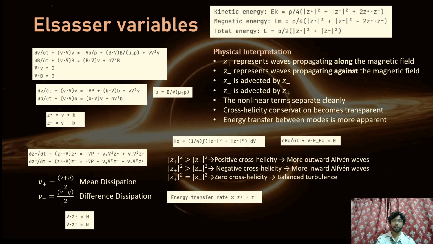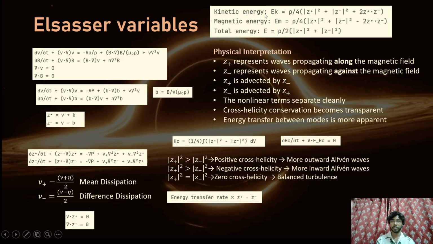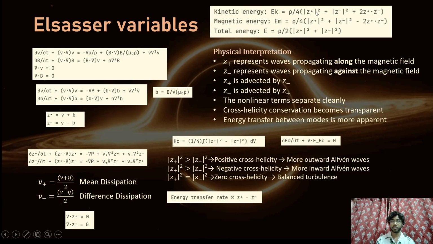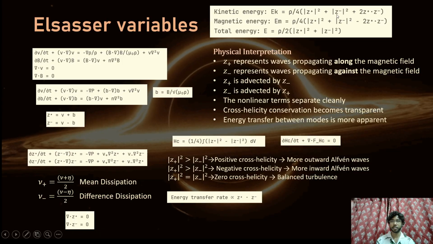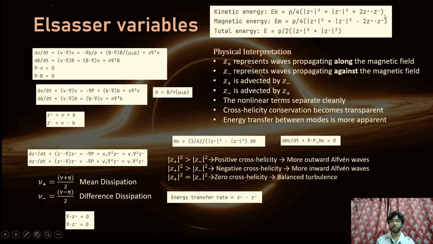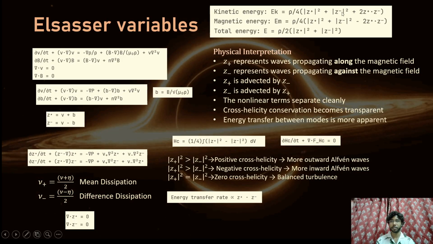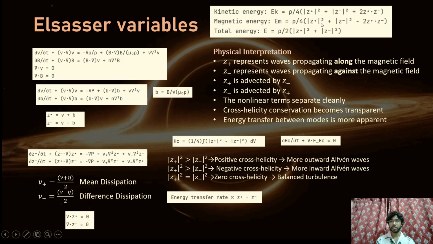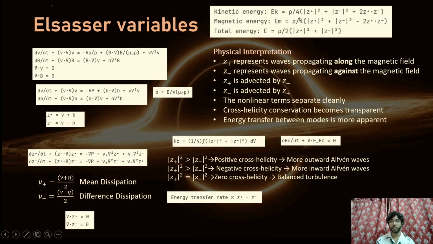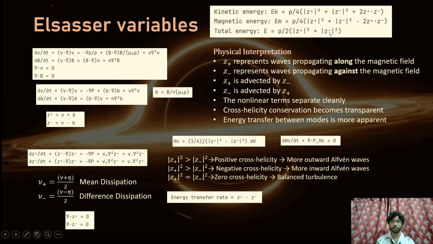The kinetic energy, if you see, will turn out to be z plus squared plus z minus squared plus 2 z plus z minus. So this is basically (z plus plus z minus) whole squared. The magnetic energy is (z plus minus z minus) whole squared, and the total energy is the summation of the two, which is z plus squared plus z minus squared.